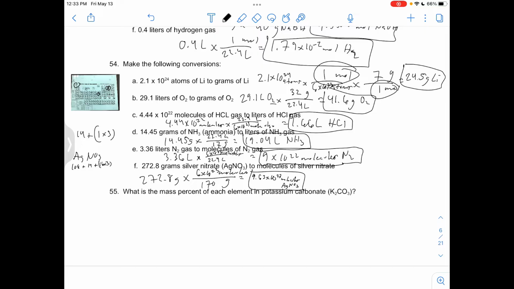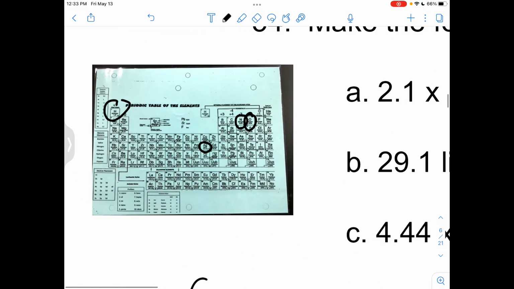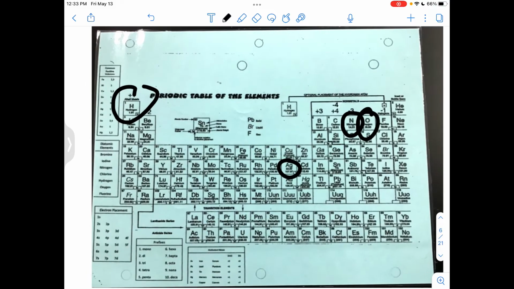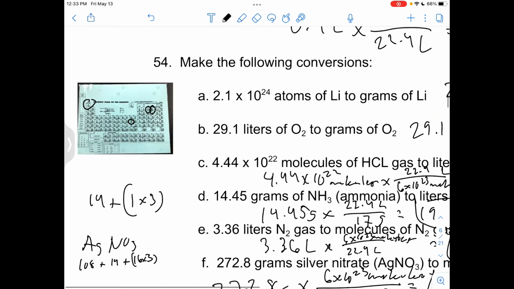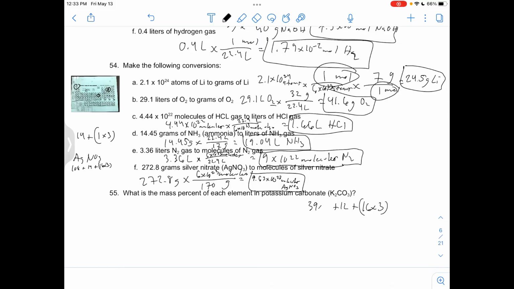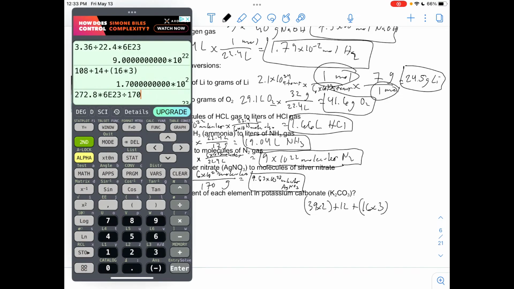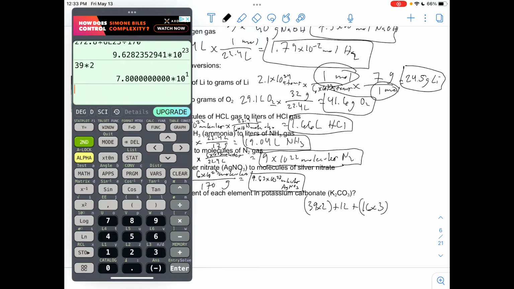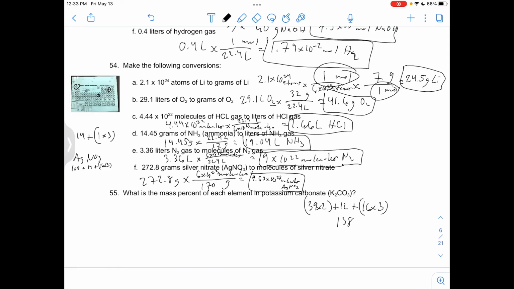So for potassium carbonate, I need to find the total first. Carbon is 12, oxygen is 16, there's 3 of them, and potassium is 39. So 39 times 2, added to 12, added to 16 times 3. Okay, so 138. I'm going to divide each of these by 138.